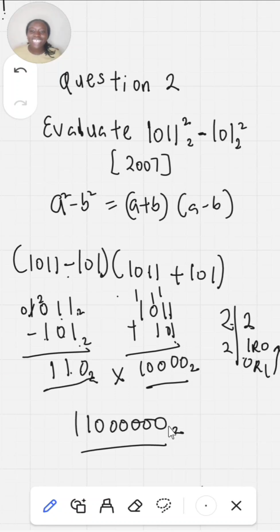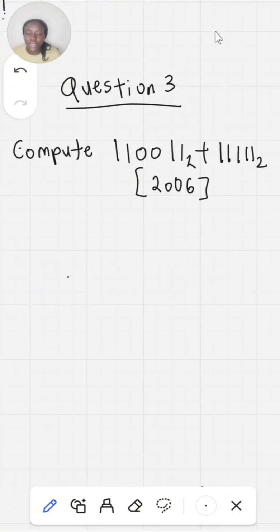Now, the next question is for you to try. Ensure you try it. It's something that you can do, I'm sure of that. Okay, so question 3, and this is for you. Like I said, you can do it through Christ who strengthens you. Compute this in base 2.